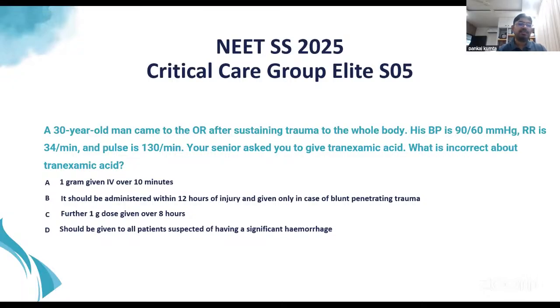Next question. A 30-year-old man came to the OR after sustaining trauma to the whole body. His BP is 90 by 60, respiratory rate is 34, pulse is 130 per minute. Your senior asked to give him tranexamic acid. So what would be the incorrect statement? Tranexamic acid in a trauma patient is an essential aspect, and that should be the first thing that you need to think. So there might be something which we don't do.